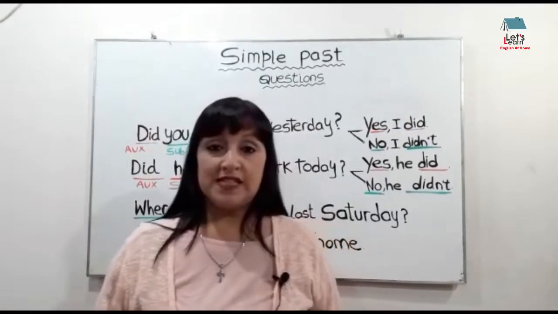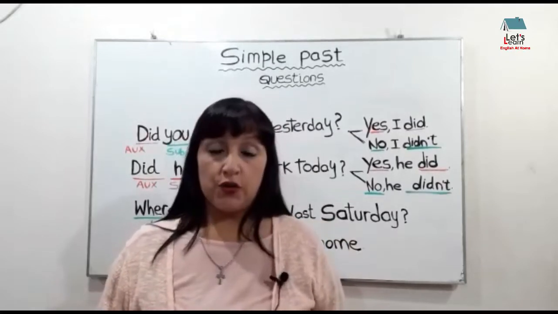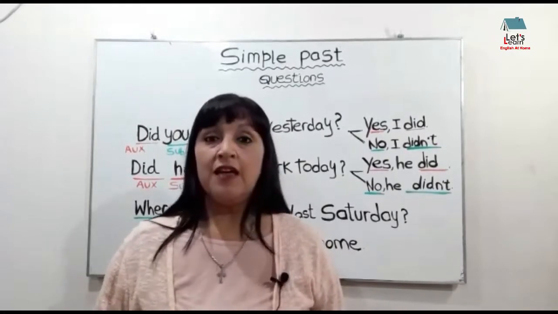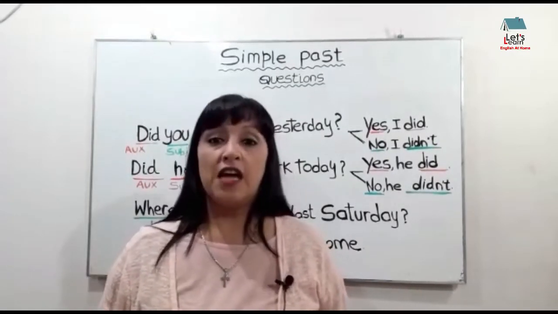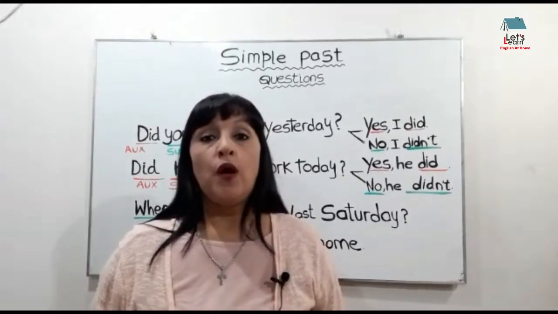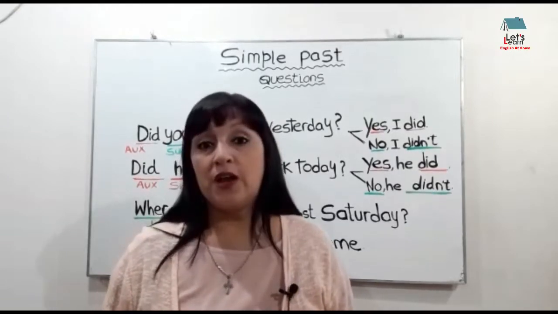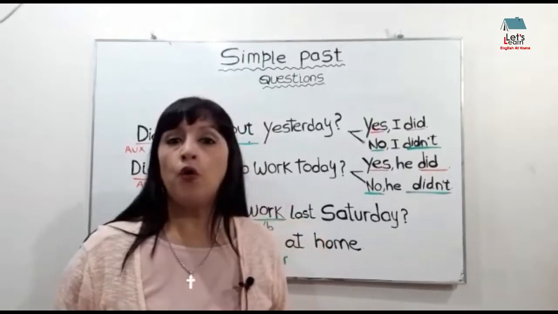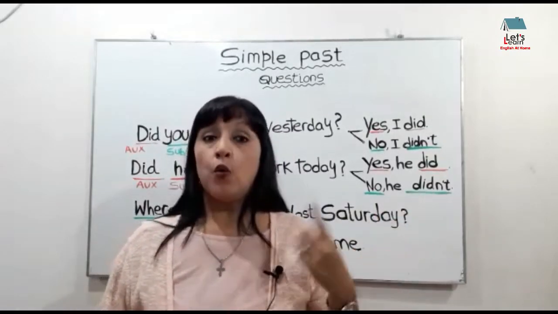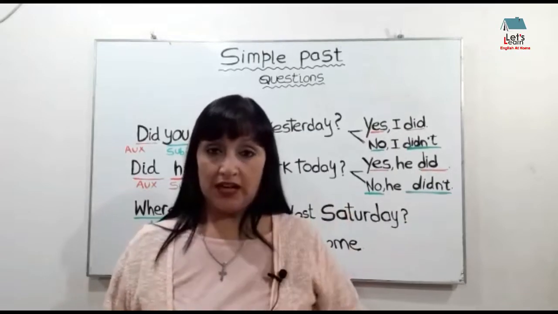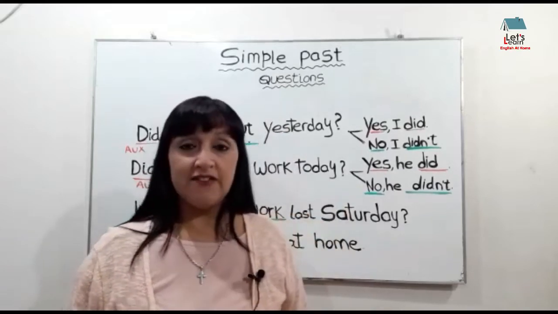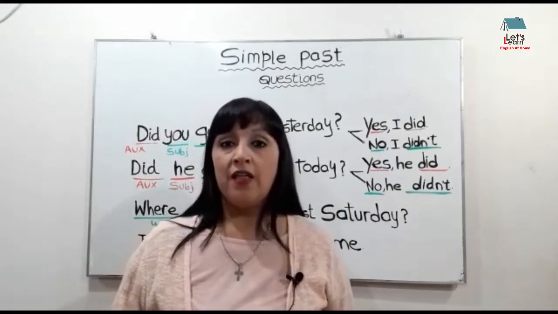Remember that we use the simple past to talk about actions that are finished in a past moment, okay? They are an action that started and finished in the past, okay? So, I repeat, we use the auxiliary did for all the different pronouns, for I, you, he, we, they, and you again. All right? We use did for all the pronouns. Let's have a look at some examples so as to check the structure.